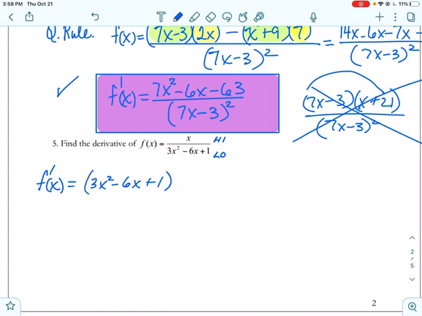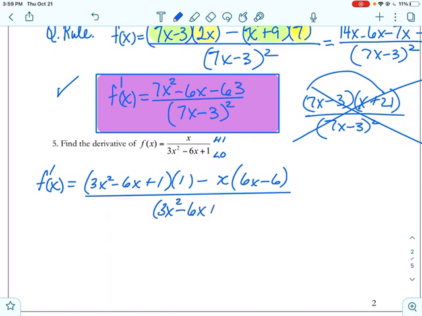D high is just 1. Low d high less high is x. D low is 6x minus 6. And that's all over low squared. So this is another example where I'm going to put in 3x squared minus 6x plus 1, and then I'm just going to square it.